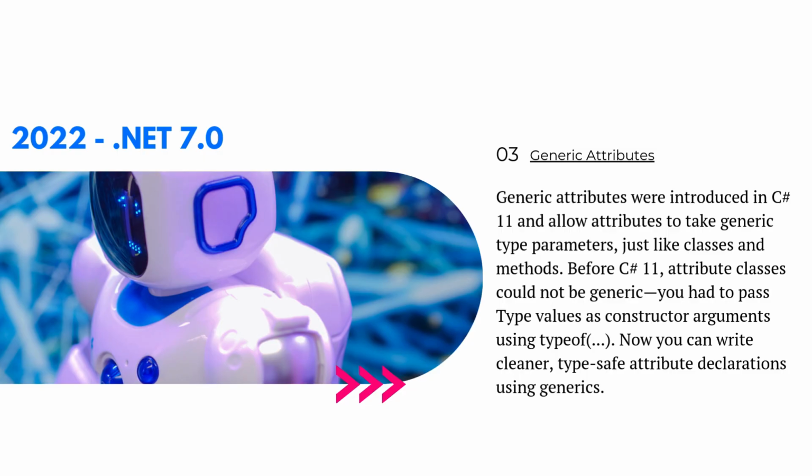allow attributes to take generic type parameters, just like classes and methods. Before C# 11, attribute classes could not be generic. You had to pass type values as constructor arguments using typeof. Now you can write cleaner, type-safe attribute declarations using generics.